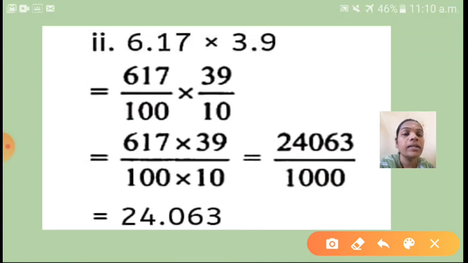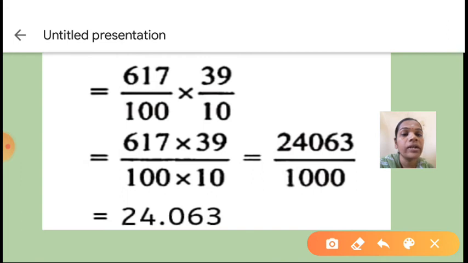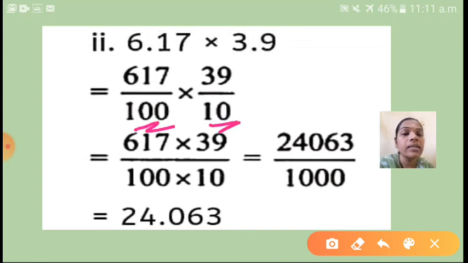Okay, and the next one is, see here, 6.17 into 3.9. Again I used the second method. That means 617 upon 100 into 39 upon 10. See here children, why here 100, why here 10? Here 6.17, that means 617 upon 100, because after the decimal point how many digits? 2 digits. So here 100, into 3.9, that means 39 upon 10, because after the decimal point only one digit.